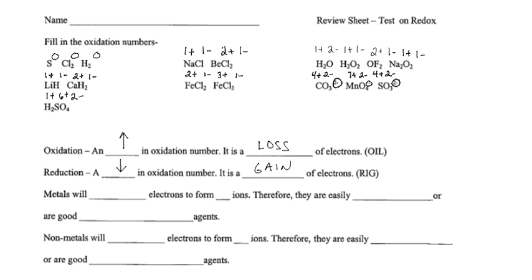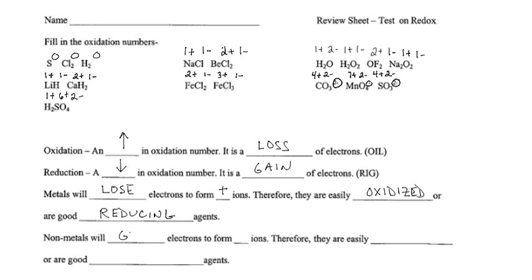We think of RIG. Metals, since they form positive ions, will lose electrons to form positive ions. Therefore, they are easily oxidized because the charge goes up, or they are good reducing agents. Remember the opposite. If you are oxidized, you are a reducing agent.